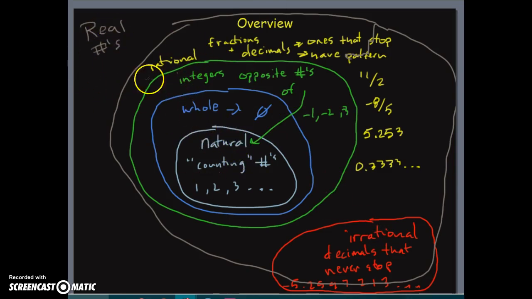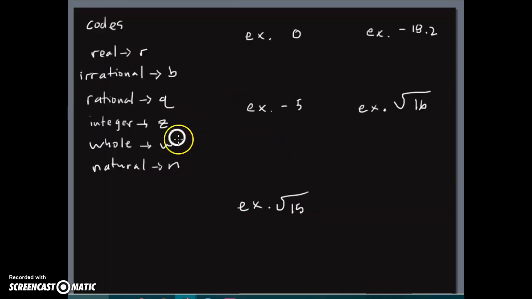So let's go ahead and get into a couple examples today. Very, very important are these codes over here to the left. Instead of having to write out whole number, natural number, real number each time, I have these abbreviations that we're going to use to identify what class a number belongs to.